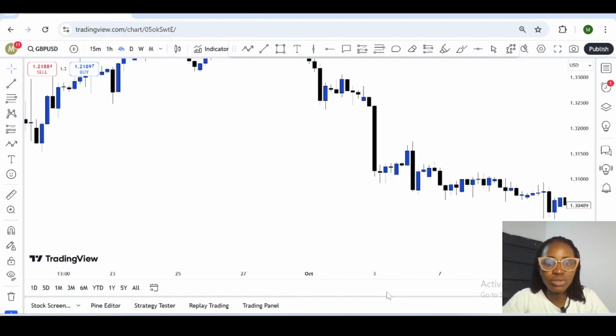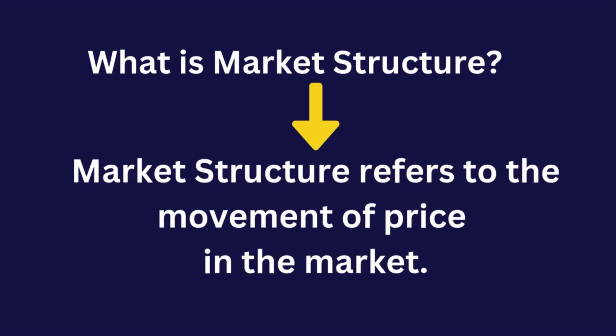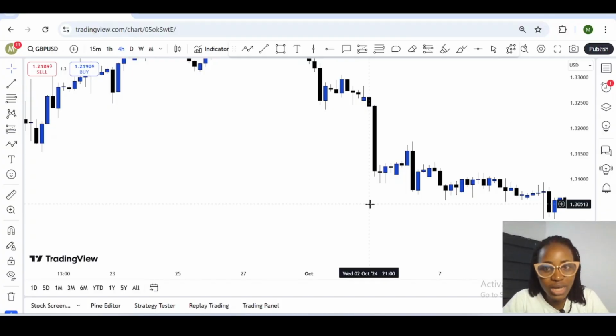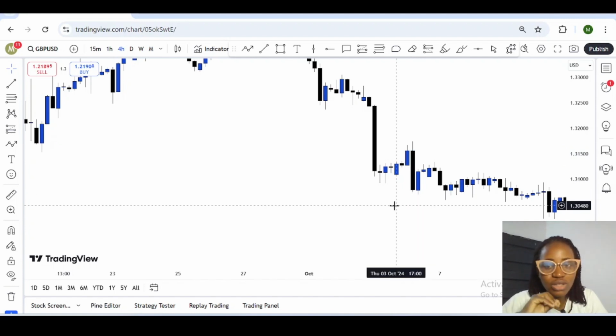So guys, we're going to start with the definition of market structure. What exactly is market structure? Market structure refers to the movement of price in the market. Emphasis on the movement of price. So to understand the market structure, price needs to move from its current price to a new price. As price is moving from its current price to a new price, it's trying to create a pattern. And this pattern is what is called a swing high and swing low.